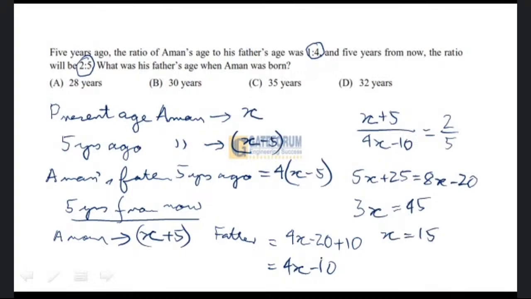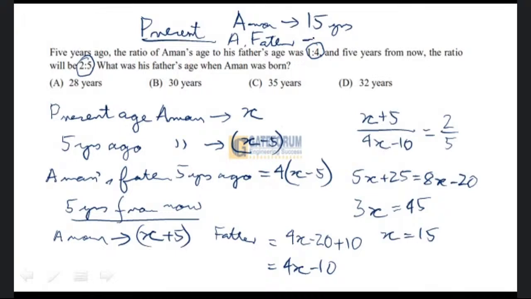The moment we know that x is equal to 15 years, the present age of Aman is 15. So 5 years ago, Aman's father's age was 40. So the present age of Aman's father would be 45. If you consider the present, Aman is 15 years and Aman's father is 4 into 15 minus 5, which was his age 5 years ago, so plus 5. So that would become 45 years.